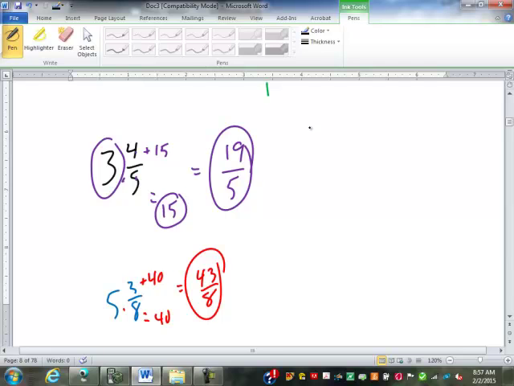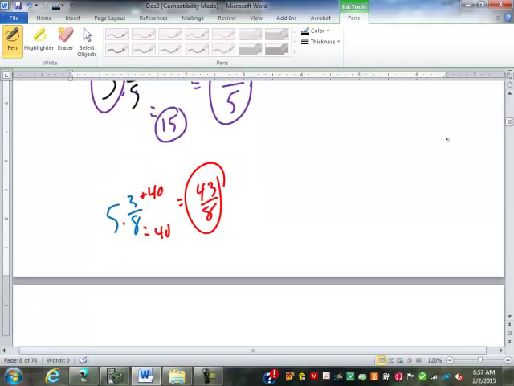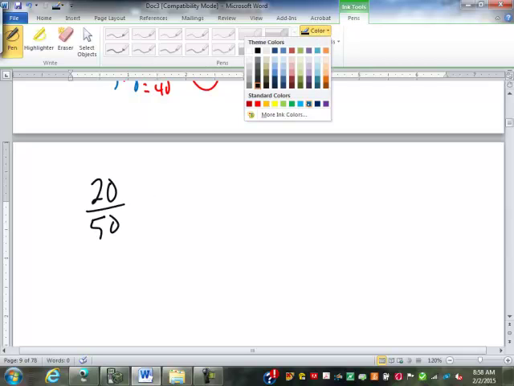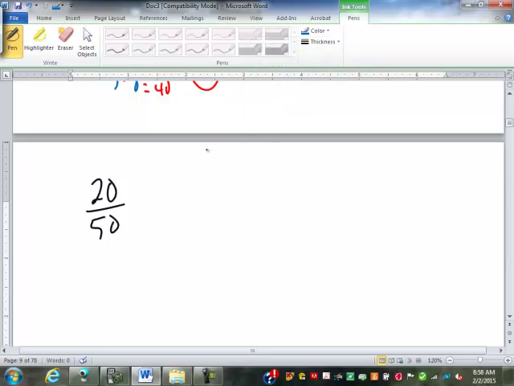Thanks, sir. So then, let's have you guys try some. Let's reduce this fraction. 20 over 50. What's that reduce to? 2/5. Good. I made that one too easy for you. You're thinking about making it tricky.